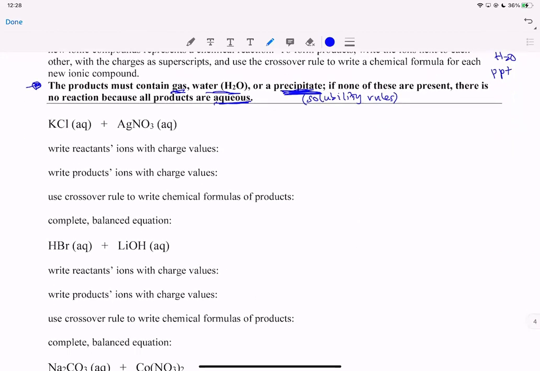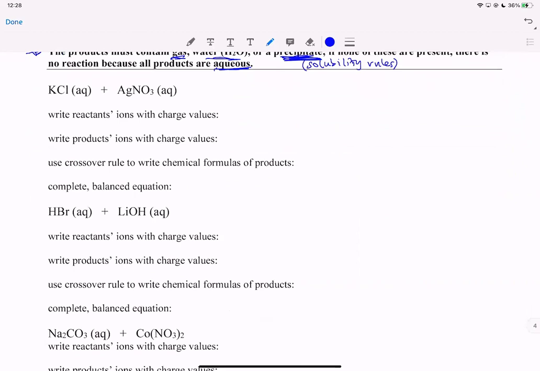Okay, so let's take a look at these examples. There are two reactants, KCl and AgNO3. So you want to start by writing the ions with those charge values. How do you do that with the chemical formulas? Same as before, you write the element symbols by splitting them apart. So you write K separate from Cl, and then you add a plus and a minus. So that cation, the plus charge, is always first.